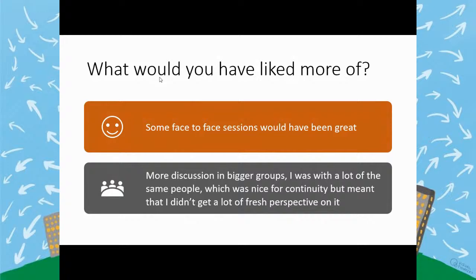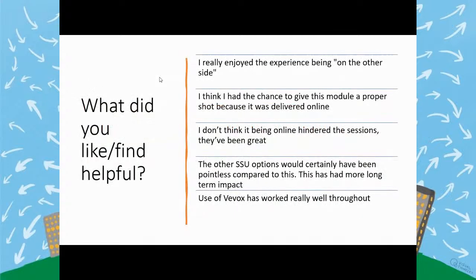We didn't have any face-to-face sessions, so some of them felt that would have been nice. And something we did a lot was we put them in quite small discussion groups online, because we felt that would be easier online. And we tended to stick with the same breakout groups so they could pick up where they left off, but they wanted bigger groups and more variety. I think they found it a bit awkward and samey in small groups.